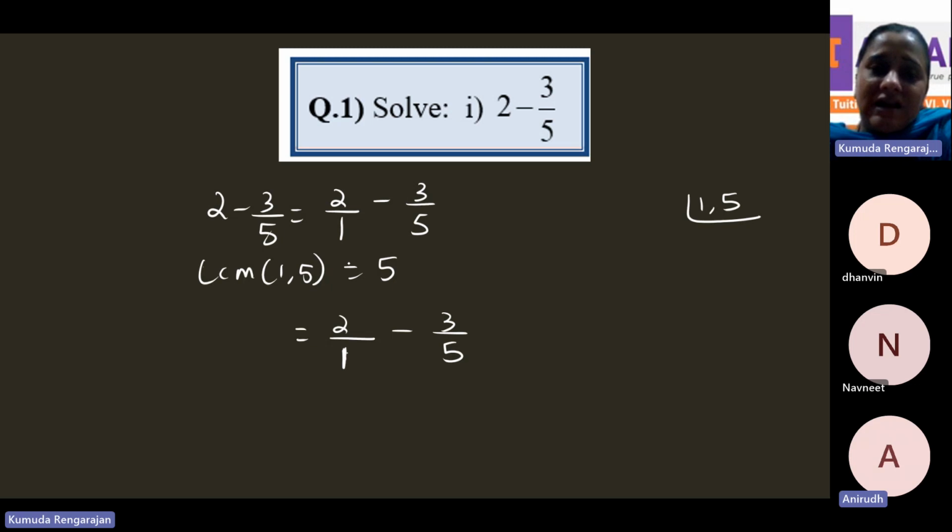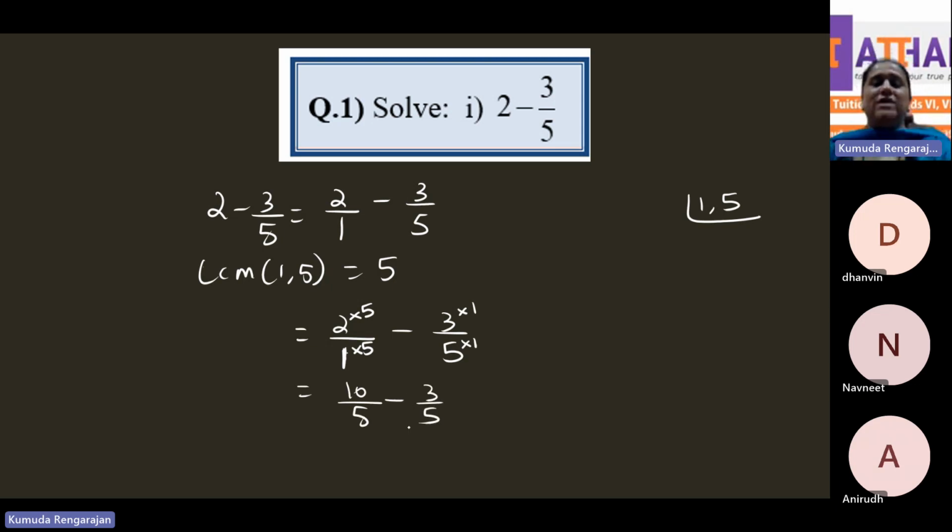When the fractions are unlike, make them like fractions by using the concept of LCM. Use the LCM of the denominators, bring them to the same denominator, and then add or subtract. So now the LCM is 5. How will 1 become 5? 1 into 5. So do the same thing here, into 5. And 5 into 1 is 5, so into 1. So now it becomes 10 by 5 minus 3 by 5.